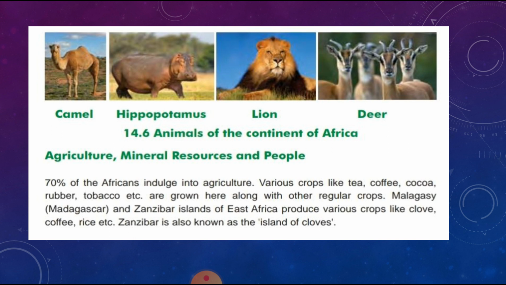And Malagasy, that is Madagascar, and Zanzibar Island, which is of East Africa, produce various crops like clove, coffee, rice, etc. And Zanzibar is also known as the island of clove. Which part is known as the island of clove? That is Zanzibar. And the 70% of Africans we mentioned are all agriculturalists.